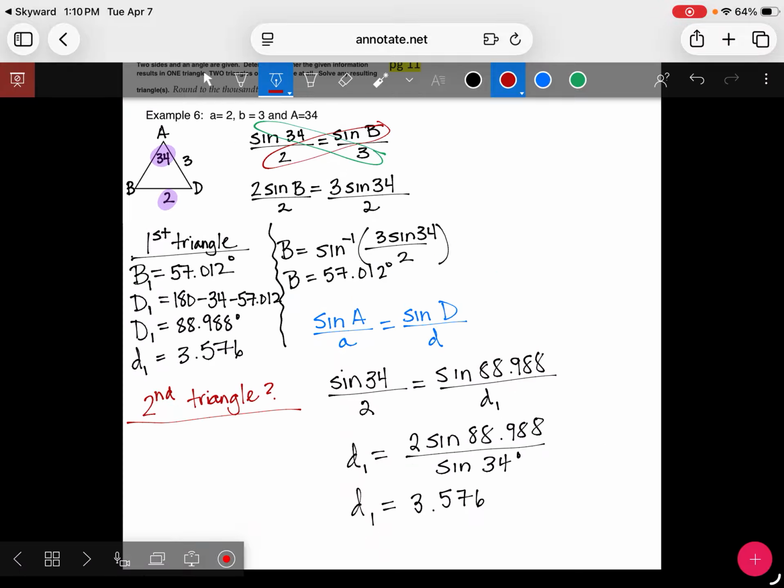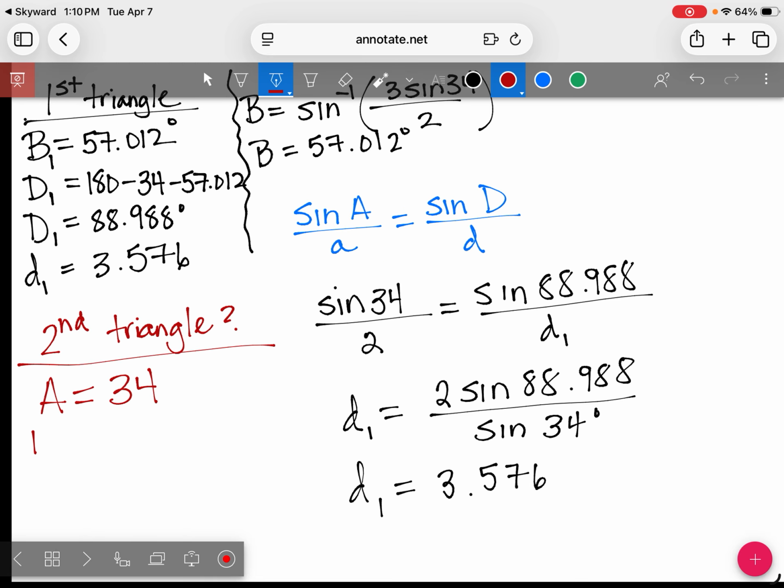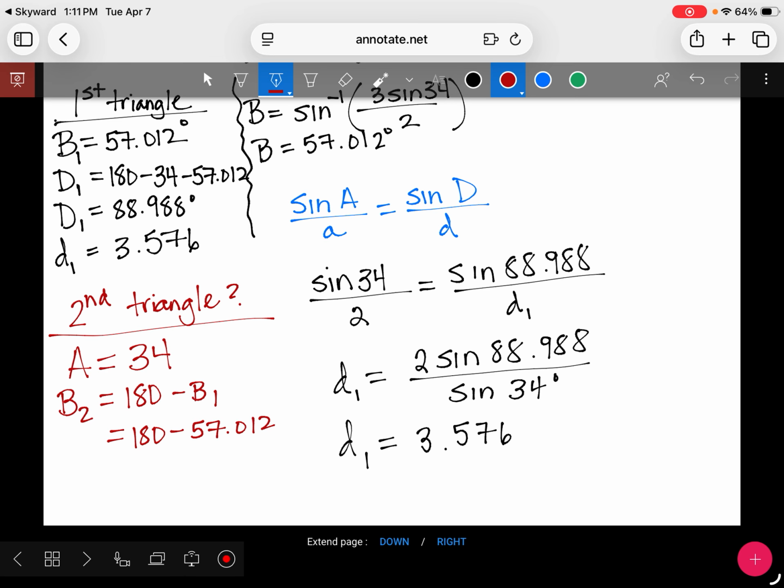So the second triangle, we already know the given does not change. So A is still going to be 34. B2 would be 180 minus B1. So B2 would be 180 minus 57.012. So go ahead and see what you get for B2.